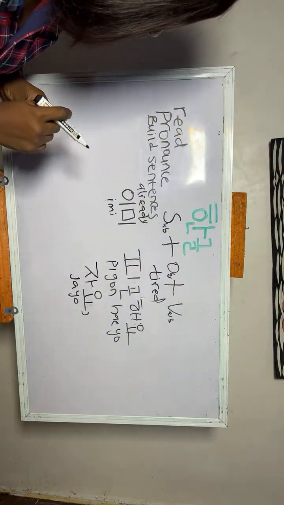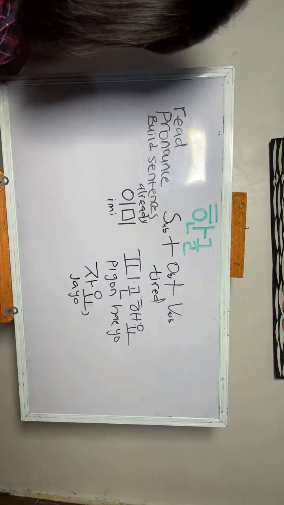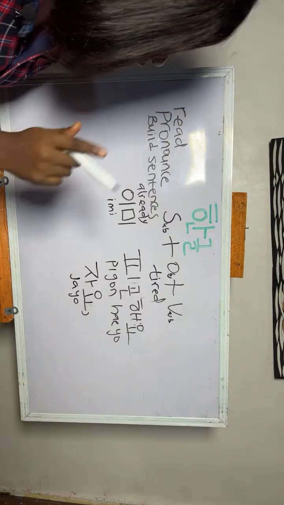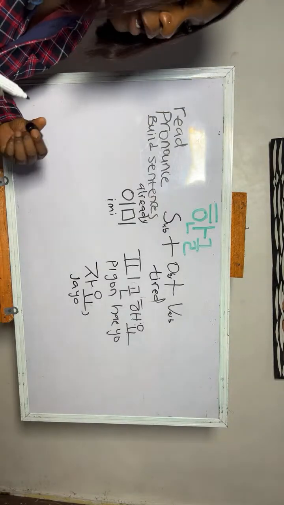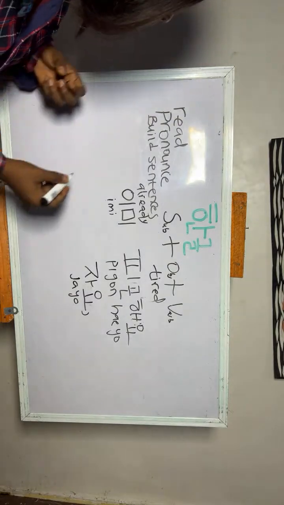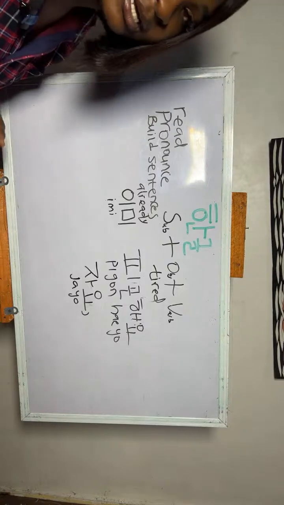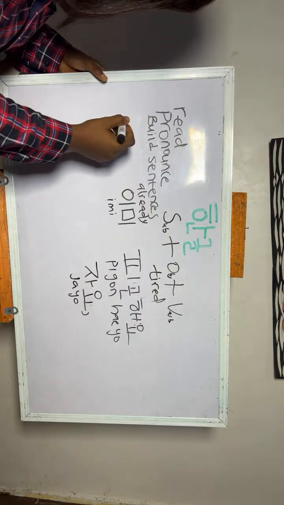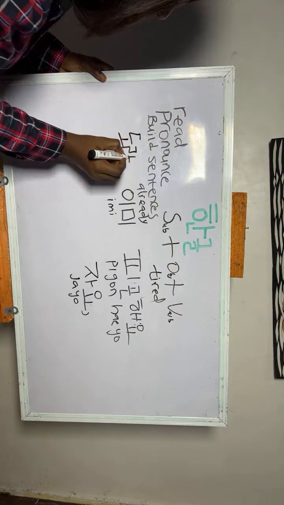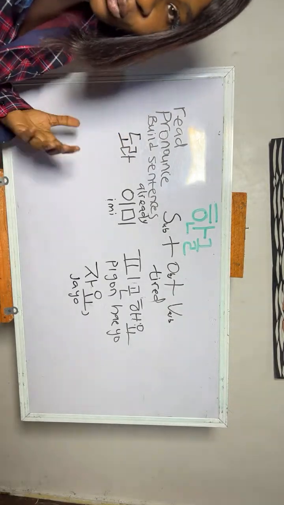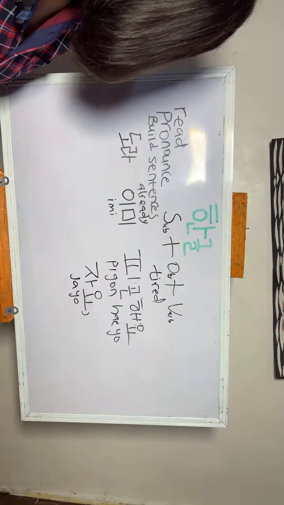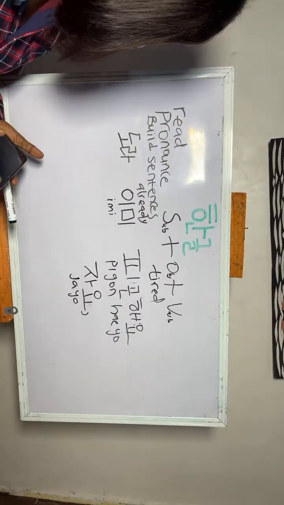So let's move on. 이미 피곤해요 means already tired. So let's find a subject with that. Let's use the subject Dora, for example. Let's just imagine that Dora is someone's name.